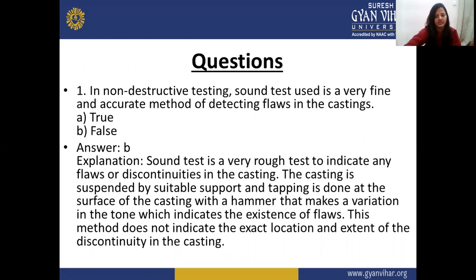In non-destructive testing, sound test is used as a very fine and accurate method for detecting flaws in the casting. True or false? The answer is false. Sound test is a very rough test to indicate any flaws and discontinuity in the casting. The casting is suspended by suitable support and tapping is done at the surface of the casting with a hammer, which makes a variation in the tone which indicates the existence of flaws. This method does not indicate the exact location and extent of the discontinuity of the casting.